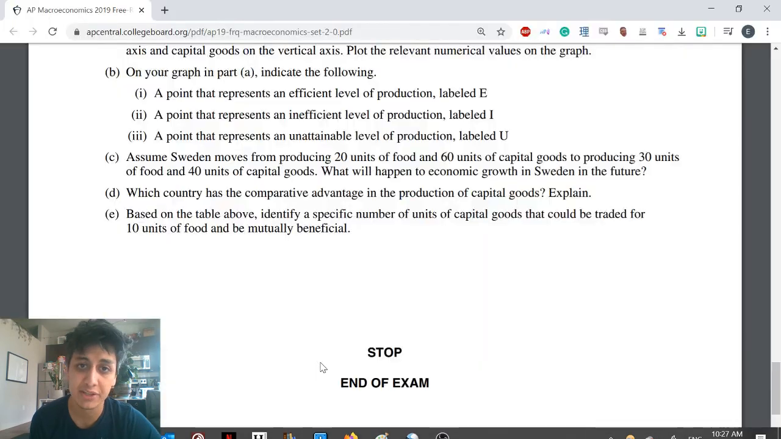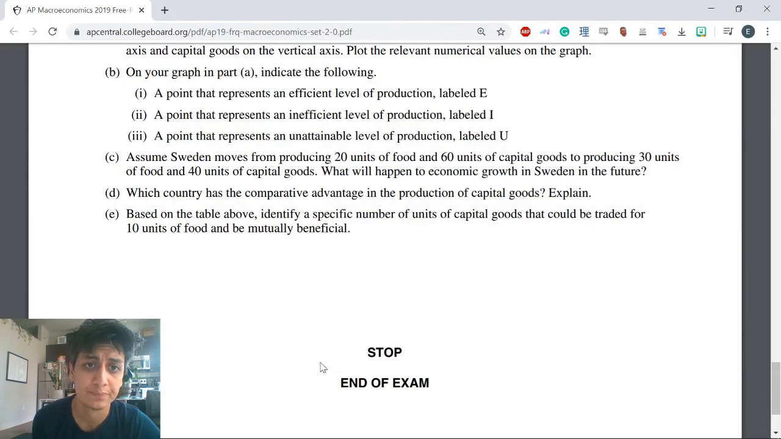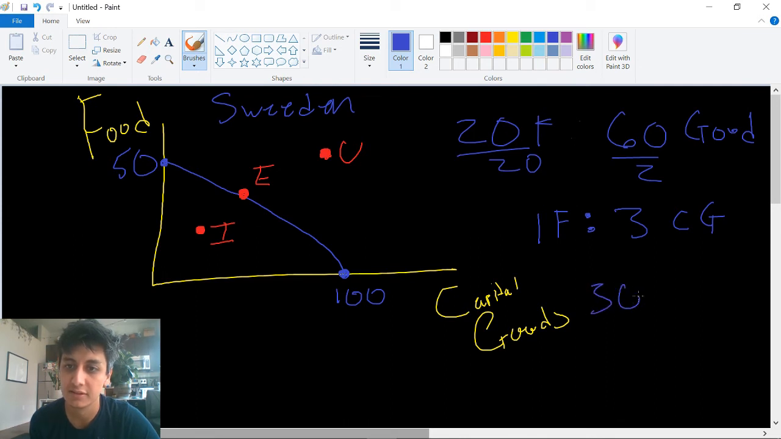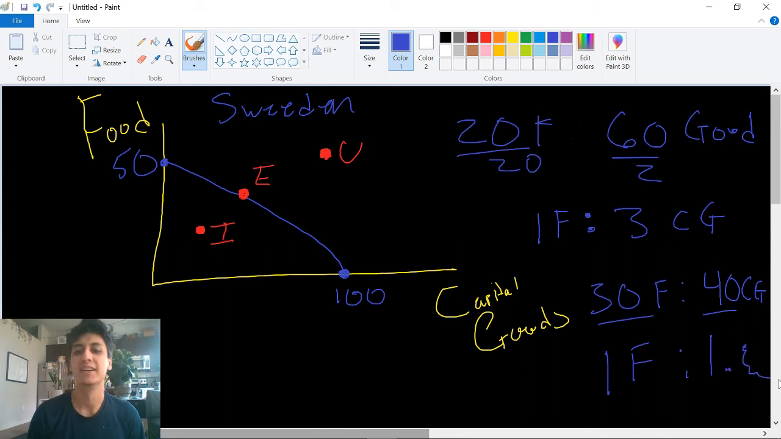And let's say they're changing that, right? They move from producing this to 30 and 40. Well, hopefully your mental math is just as good as mine, because maybe you can see where this is going. Divide by 30. One food. Divide by 30. I don't know what that is, maybe some 1 point something. It doesn't even matter. But we're moving from one food and 3 capital goods to only producing one food and 1.3 capital goods.